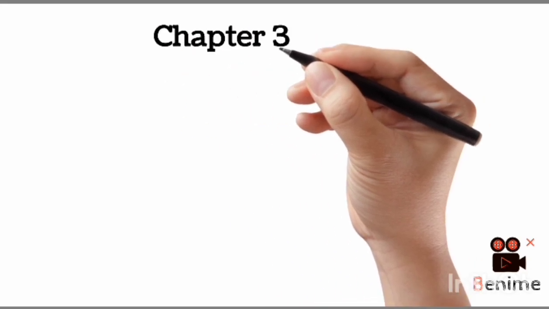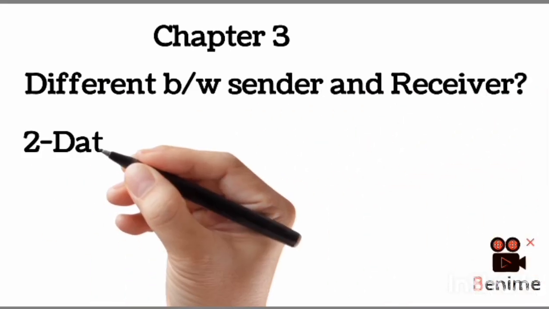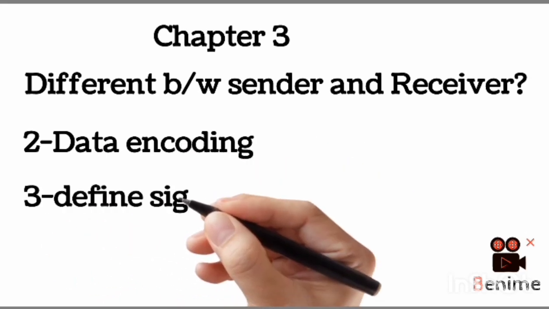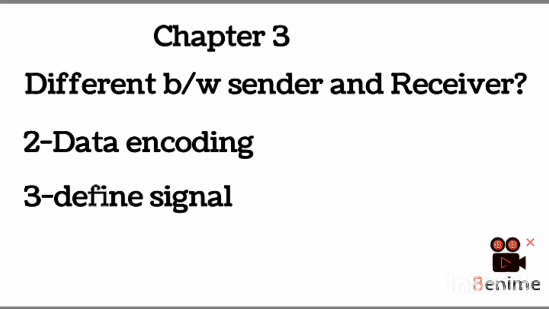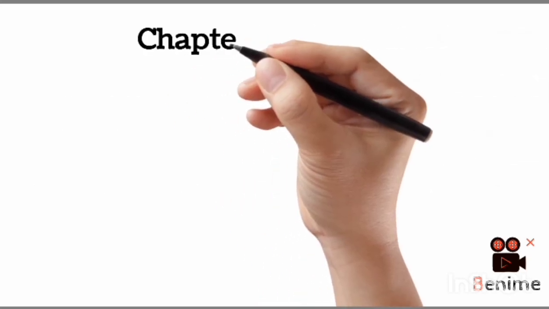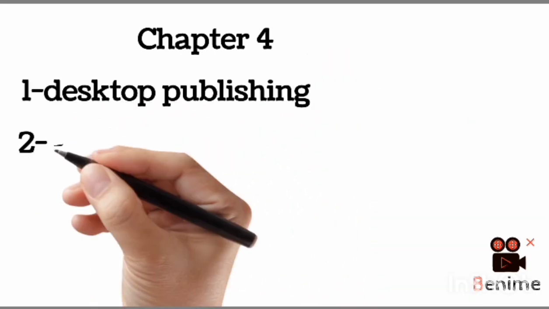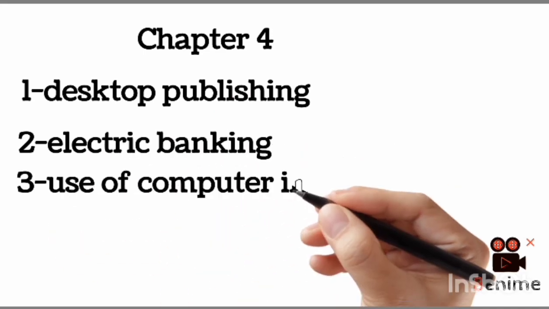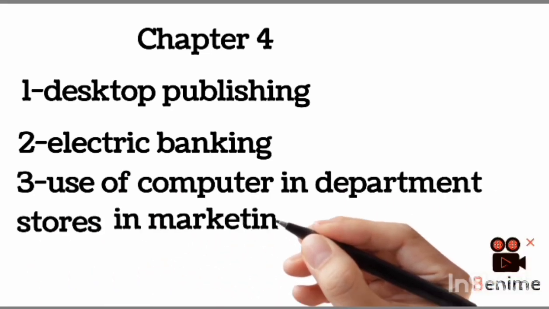Chapter 3. Difference between sender and receiver. Define signal. Chapter number 4. Desktop publishing. Electronic banking. Use of computer in department store. In marketing.